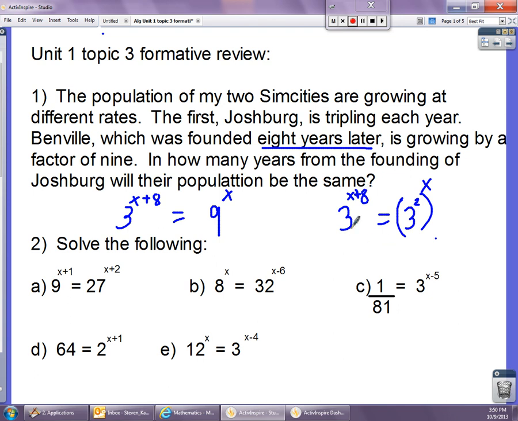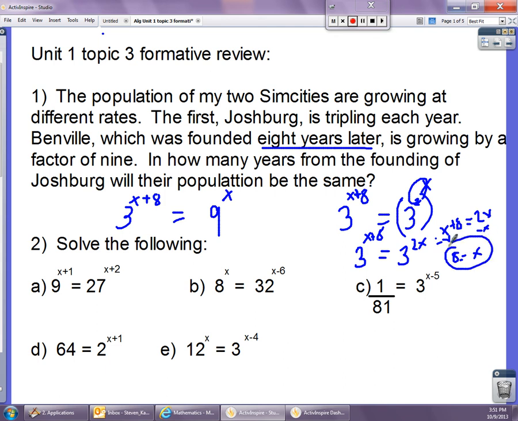So I'm going to do power of a power over here: 2 times x. So that's 3 to the 2x power, which equals 3 to the x plus 8. Now that I have the same exact base of 3, I can set the exponents equal. x plus 8 is equal to 2x. Subtract x on both sides, and you get x equals 8.